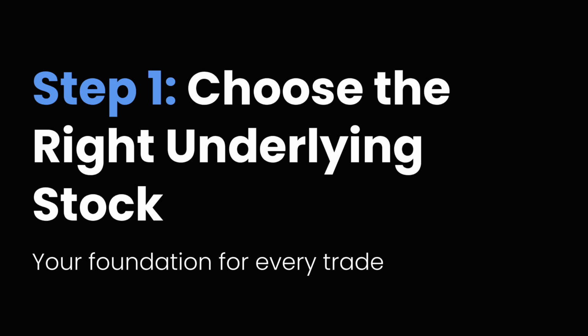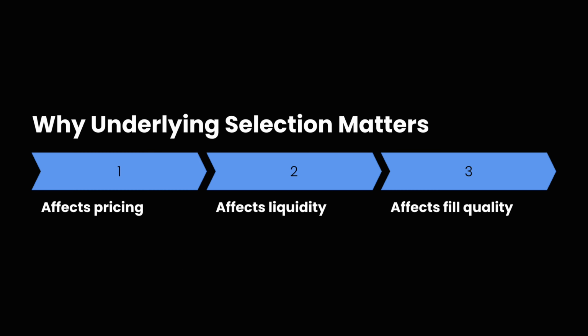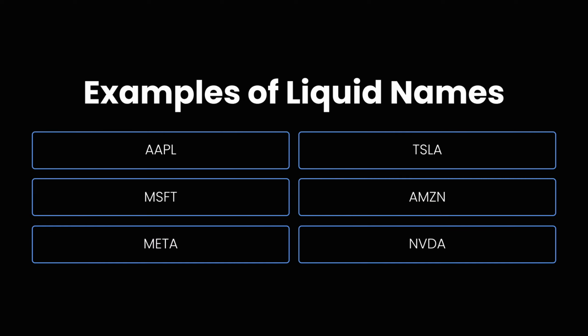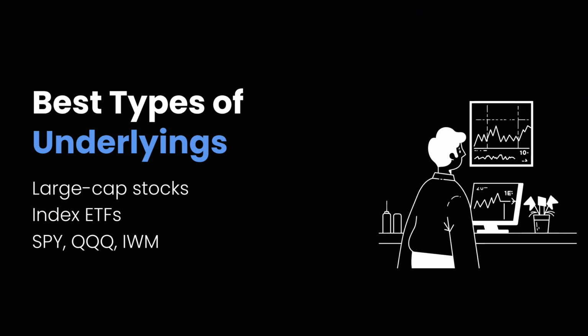Step 1. Choose the right underlying stock. Every options trade begins with the same question: which stock should I trade? This step might seem simple, but it decides half of your success. When you choose an underlying, you want high liquidity, tight spreads, reliable pricing, strong daily volume, a ticker you understand. Liquid stocks give you faster fills, more predictable option prices, and easier exits. Think of well-known names: Apple, Microsoft, Tesla, Amazon, major sector ETFs, and especially broad market ETFs like SPY or QQQ.